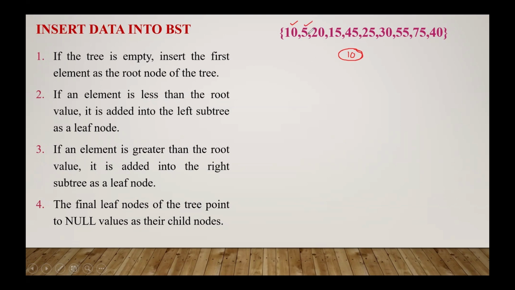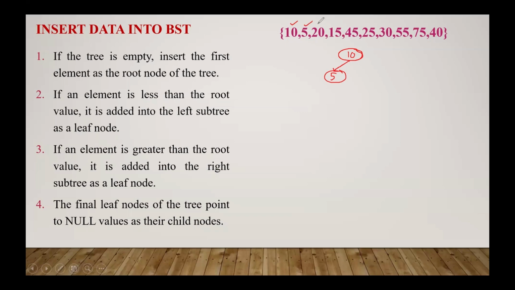Next element 5. Is the root empty? No, it is not empty, so go to the next line. If an element is less than the root value, it is added to the left subtree as a leaf node. Now 5 is less than 10, so we make 5 the left child, or left subtree.